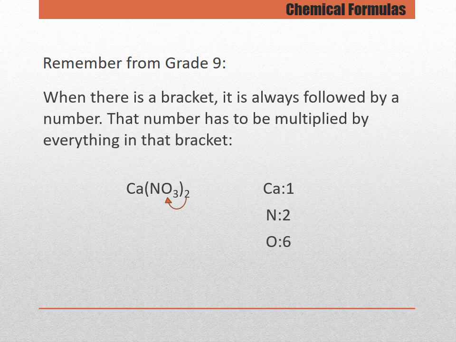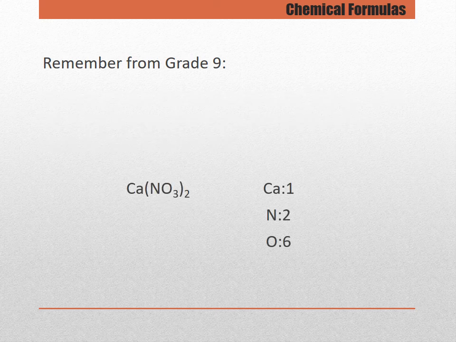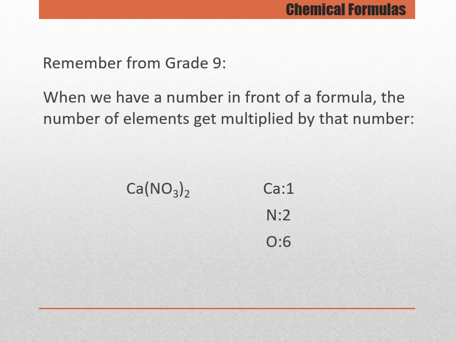And the last thing you have to remember from grade 9: when we have a number in front of a formula, the number of elements gets multiplied by that number. So we're going to take the same example as last time, but we're going to put a 2 in front of it. So just like before, I only have 1 calcium in my formula. I'm going to have to multiply that by 2, so I have a total of 2 calciums.